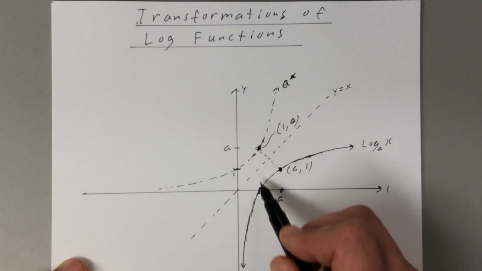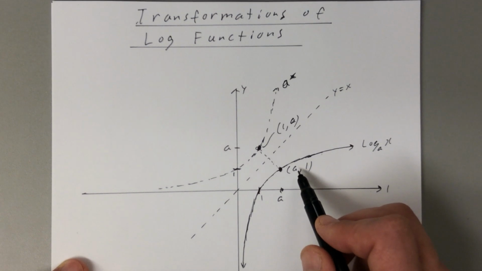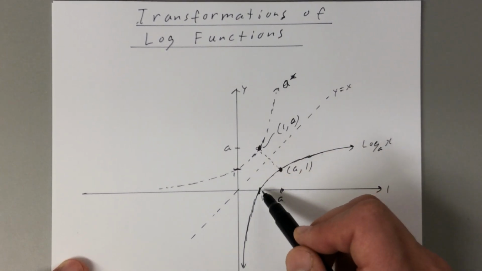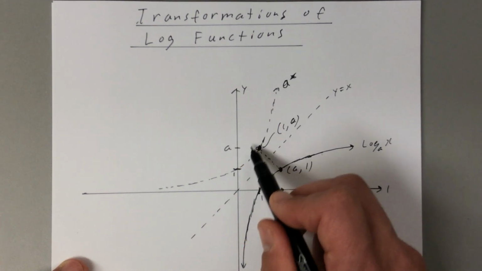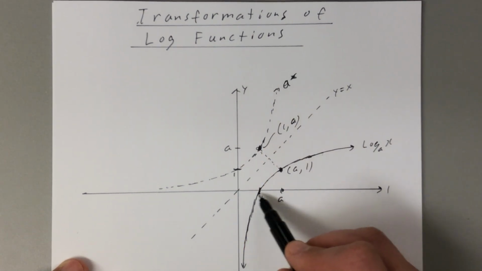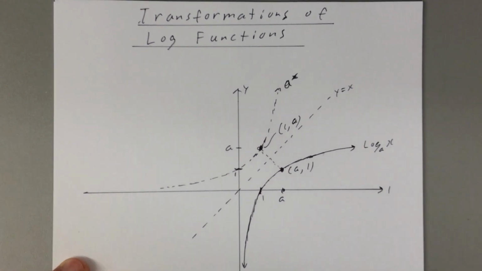Okay. Now if this were 2 to the x, so if a were 2, then this point here on this one would be 1 comma 2. Okay, and this would be 2 comma 1. If it were 10 to the x, or log base 10 of x, then this would be 1 comma 10. This would go way up faster. And this would be 10 comma 1. So go way out before you go up to 1. Okay? So, key points.